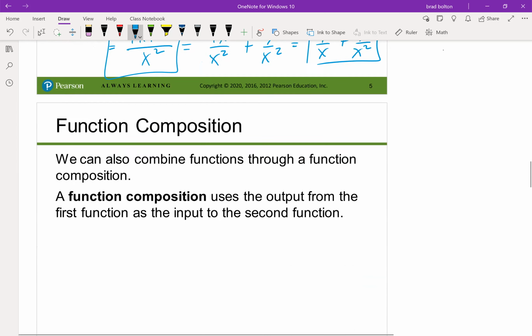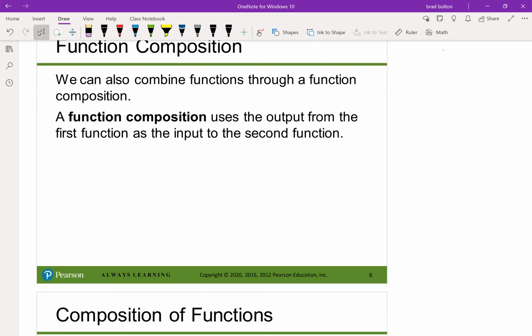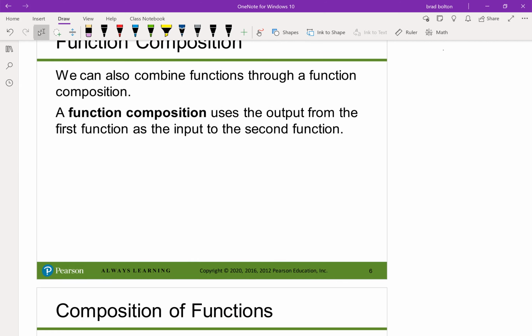Okay, so let's take a look now at composition of functions. We can also combine functions through a function composition. A function composition uses the output from the first function as the input to the second function. So I often think of this as a function embedded within another function, okay?